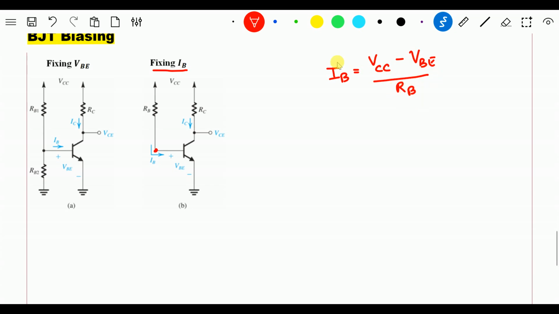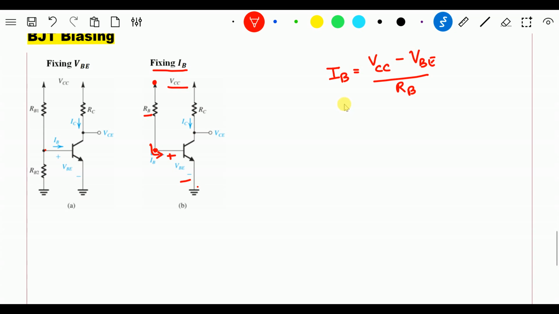Earlier, when we had the voltage divider circuit, the equation was VB minus VBE divided by RB2. But in this circuit, as there is no voltage division happening at the base point, I can easily say that one end of the voltage is VCC and the other end is your VBE. So VCC minus VBE divided by RB will be equal to your current IB. That is the equation for IB that has been written.